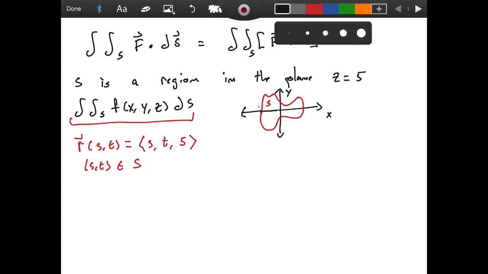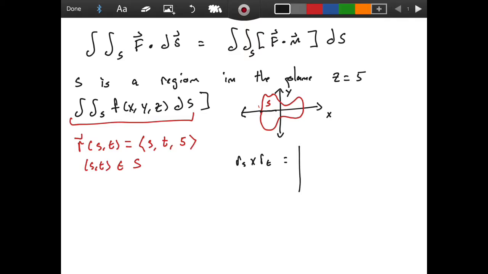Okay, so how are we going to do this integral? Well, remember we need to find r_s cross r_t and take the magnitude of that. So this is i, j, k. r_s is going to be (1, 0, 0), and r_t is going to be (0, 1, 0). If you compute this, what you get is (0, 0, 1). So r_s cross r_t is (0, 0, 1), and the magnitude of r_s cross r_t is 1.